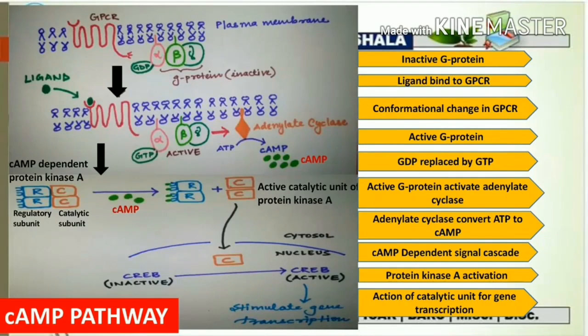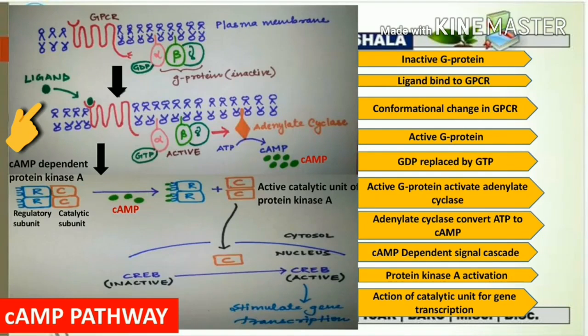Now let's move to the cAMP pathway. Initially there is an absence of any kind of ligand, so that's why there is an inactivation of the G protein. That means it will remain in a trimeric form and the alpha subunit will remain attached to the GDP. The trimeric form is always an inactive form, and GDP is also playing a role in the inactiveness of this protein.